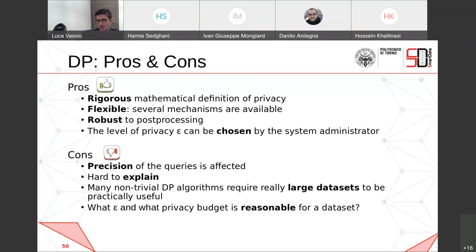And since we're adding noise, in order for a differential privacy algorithm to be useful, we really need large datasets. And finally, one question could be, what epsilon and what privacy budget is reasonable? It's true that we can choose, but what is reasonable? For that, it's quite complex, because you can go through a process like the US Census did for last year's census. And at the end, you have to find a trade-off and find the value that you think is good.